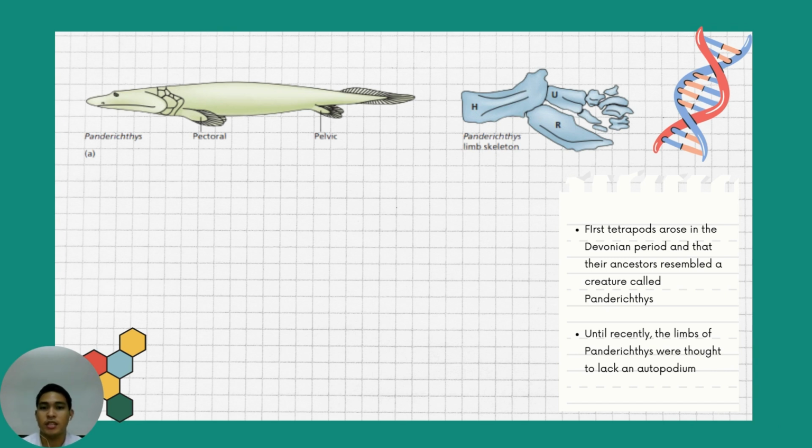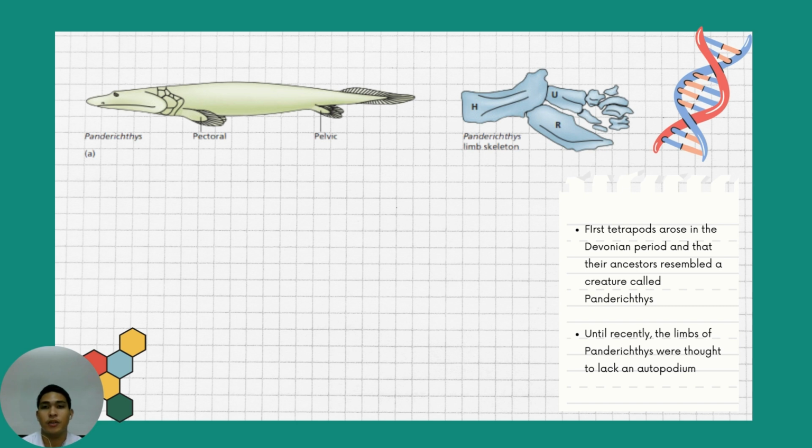We have here the Panderichthys and its four-limbed skeleton. It is believed from the fossil record that the first tetrapods arose in the Devonian period and that their ancestors resembled a creature called Panderichthys. This was a lobe-finned fish belonging to the same group as the modern coelacanth. It is thought to have lived in shallow water and perhaps even been able to creep out of the water like some of the modern catfish.